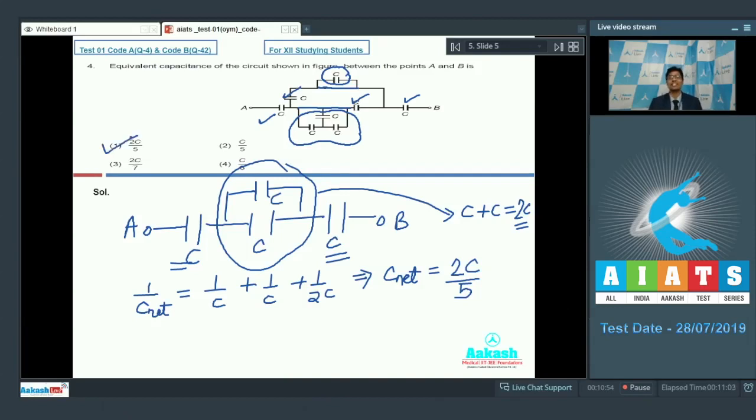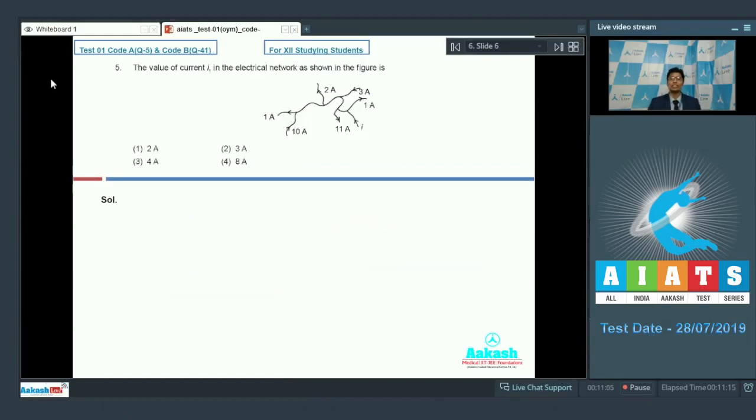Now dear students, let us proceed to the next question, which is question number 5. Dear students, in question number 5, an electrical network is given and the question says that the value of current I in the electrical network as shown in the figure is. So as we see this particular electrical network, we can see that certain currents are exiting while certain currents are entering this network.